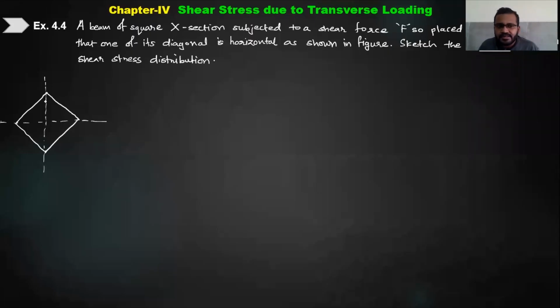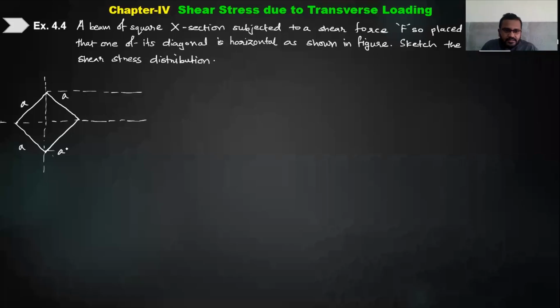Okay, this is a diamond section. The axis diagonal is horizontal. You can see the square side is given, so let us take the side of this as A. This is also A and A. Now you have to draw the shear stress distribution for this particular section.